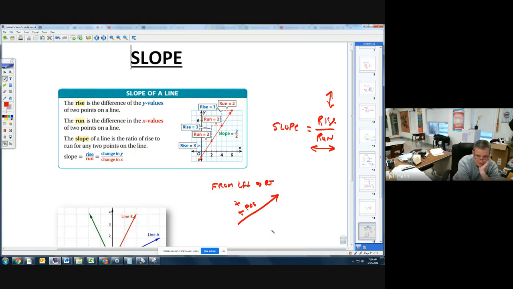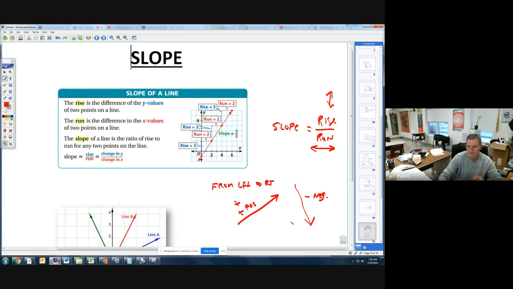You would not be able to ski on a positive slope because unfortunately we have this thing called gravity, and gravity doesn't pull you up, it pulls you down. So what is good for skiing is, from left to right, when it goes downhill, that's a negative slope. Okay, negative slope.